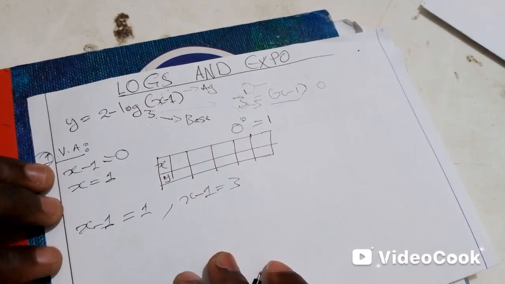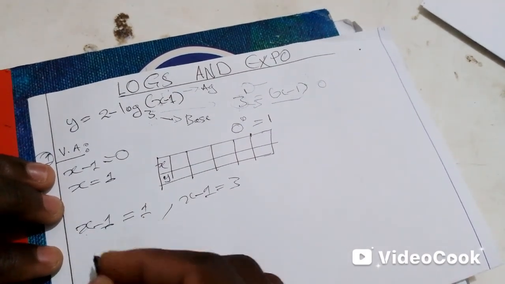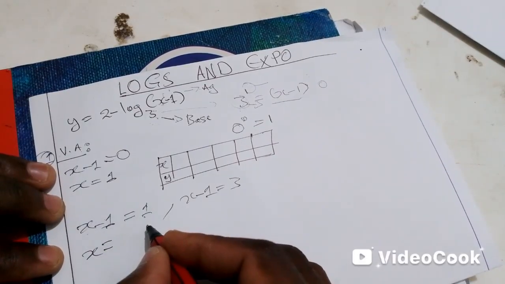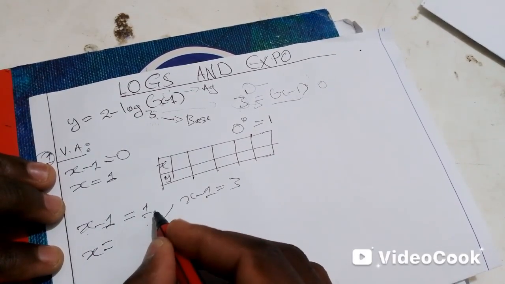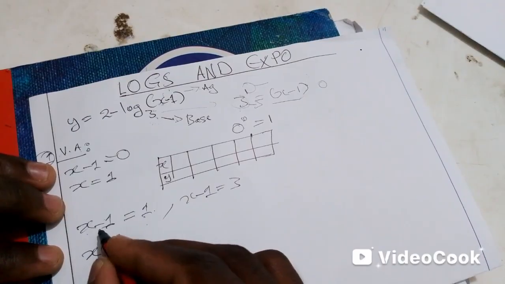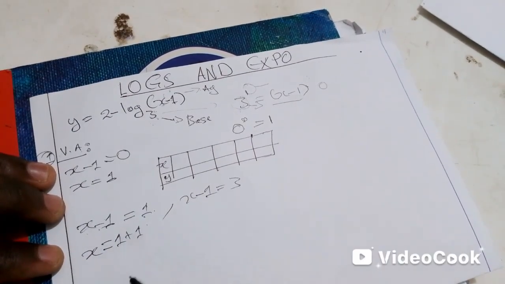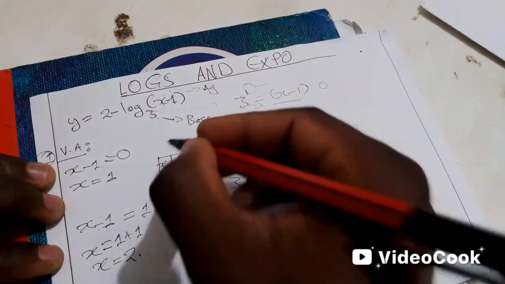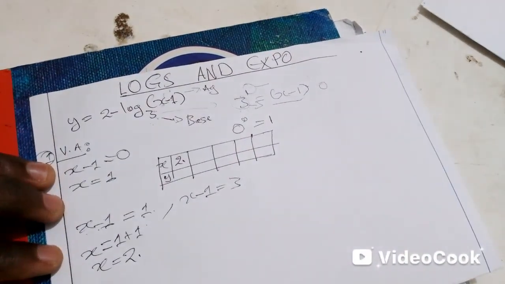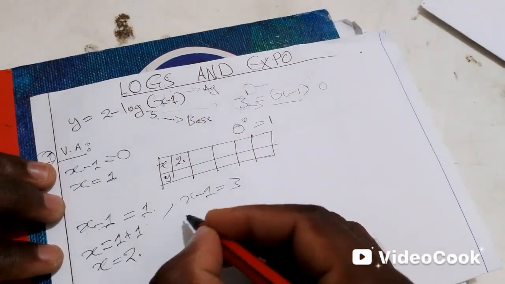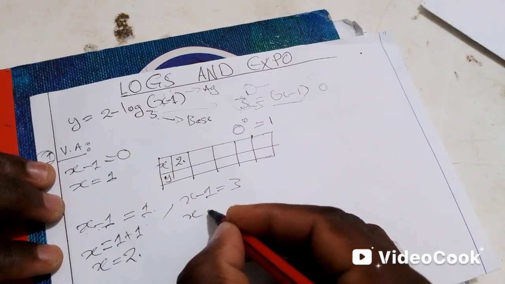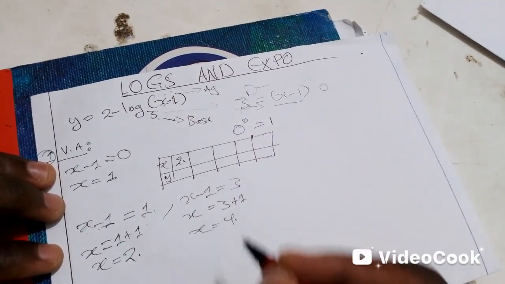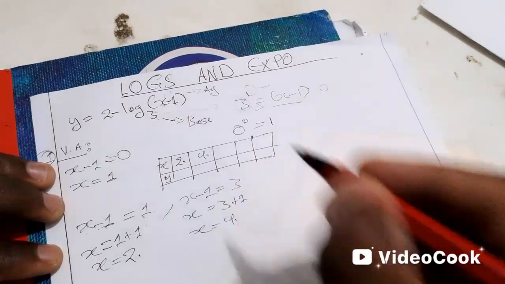So let's try to do that. For this one, x minus 1 is equal to 1, so it will be plus 1 on this side. So x is equal to 2, so we can put 2 here. Then for this one, x is equal to 3 plus 1, where x is equal to 4. So x is equal to 4 here. We can just end here.